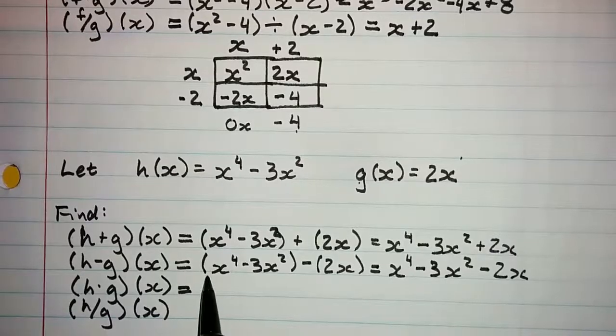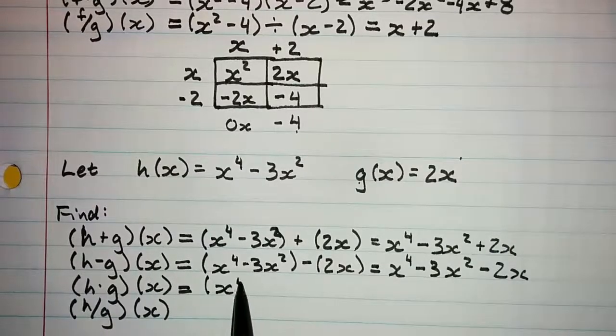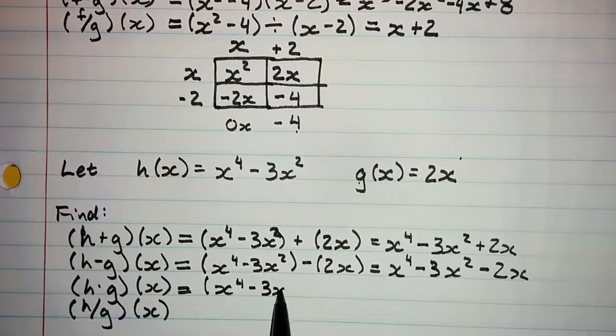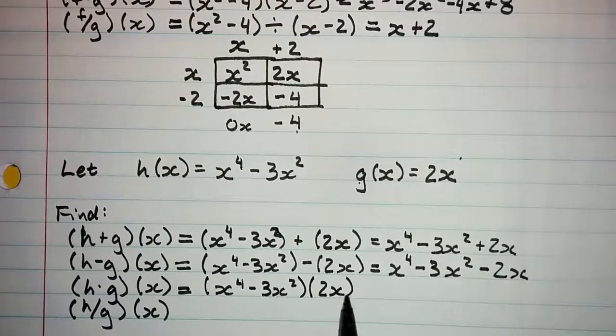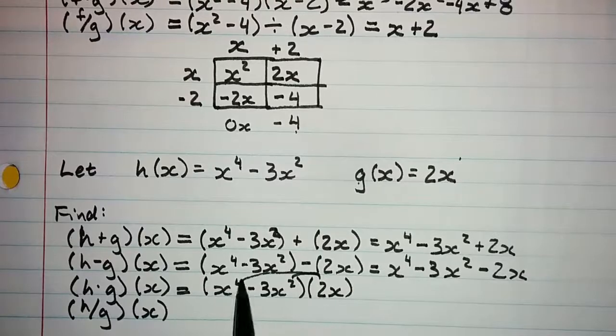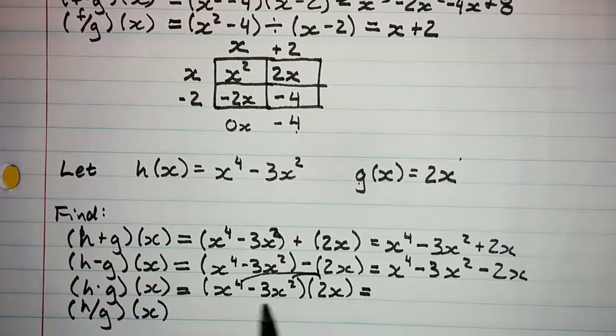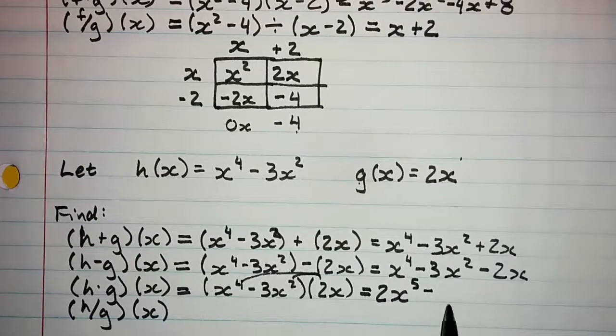H times g of x, that'll be x to the 4th minus 3x squared times 2x. Distributing, we'll get 2x to the 5th minus 6x cubed.